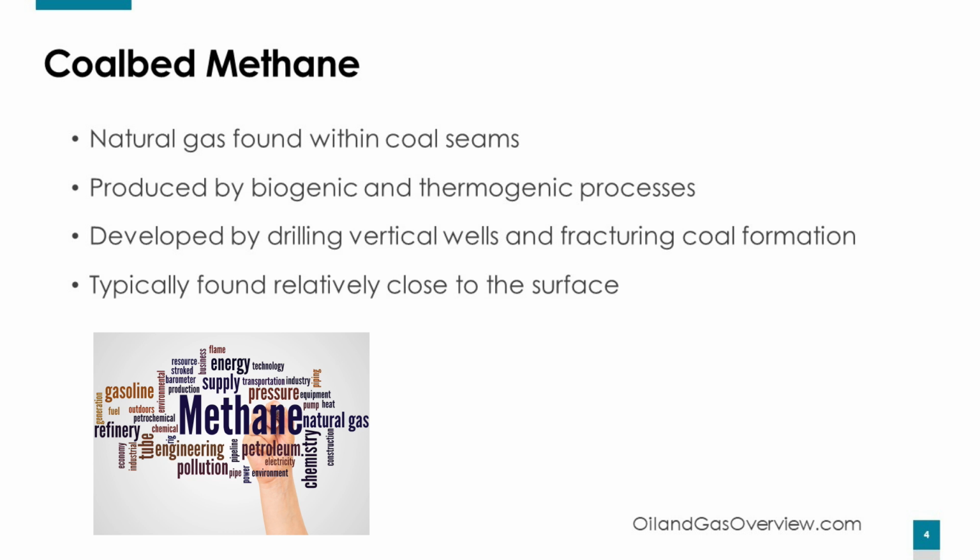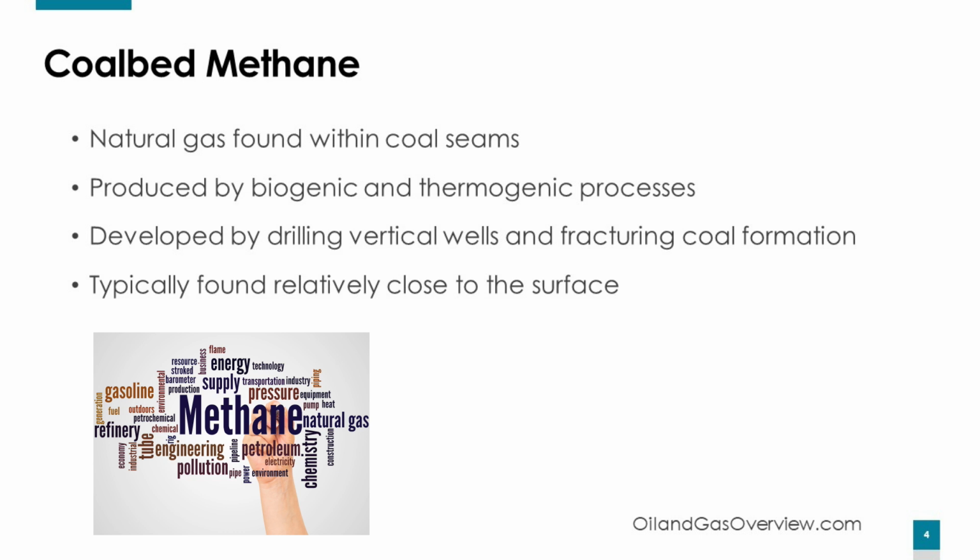Coalbed methane, or CBM, is a natural gas found within the coal seams. As coal forms from decomposing plant material, methane gas is produced and trapped within the coal seam. Coalbed methane deposits are usually found relatively close to the surface and can be developed by drilling vertical wells and then fracturing the coal formation to increase the production.